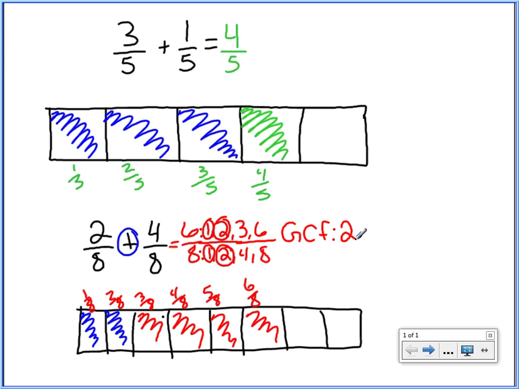Now, if you have forgotten how to simplify, there's a video in the fractions section of our how-to videos on how to simplify. But all you got to do now is once you find the GCF, you need to divide the numerator and the denominator by 2. 6 divided by 2 is 3. 8 divided by 2 is 4. So if you were to look at 2/8 plus 4/8 equals, it would technically equal 6/8, but the real answer is 3/4 because we want to simplify all of our answers.